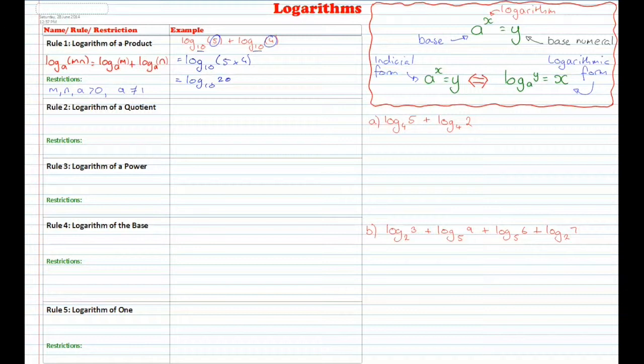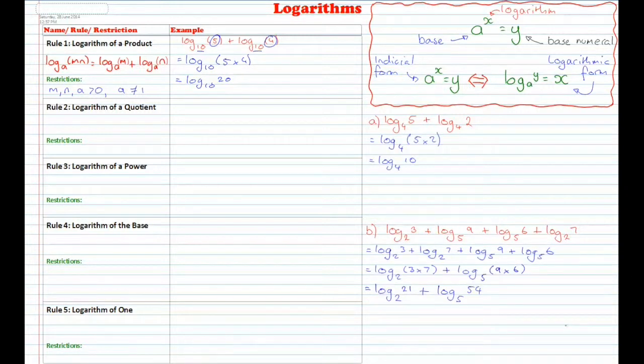Now what I want you to do is press pause and attempt the following questions. That is log base 4, 5 plus log base 4, 2, and for part B, log base 2, 3 plus log base 5, 9 plus log base 5, 6 plus log base 2, 7. Remember, when you're going through and simplifying using the log law number 1, you can only combine logs that have the same base. And of course, like always, make sure you press play when you're done so you can check your solutions against mine.